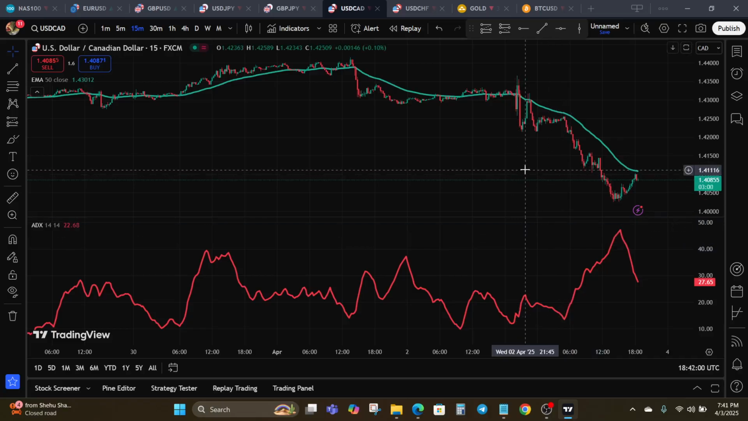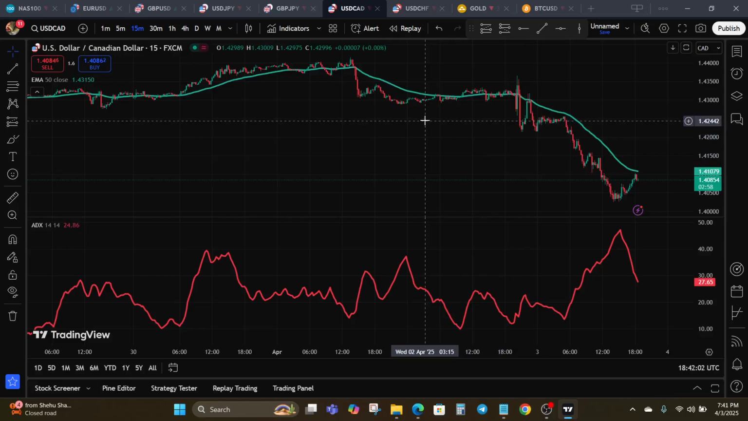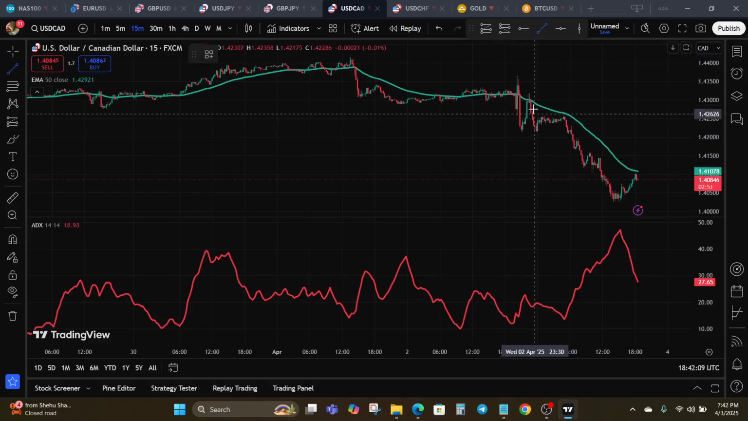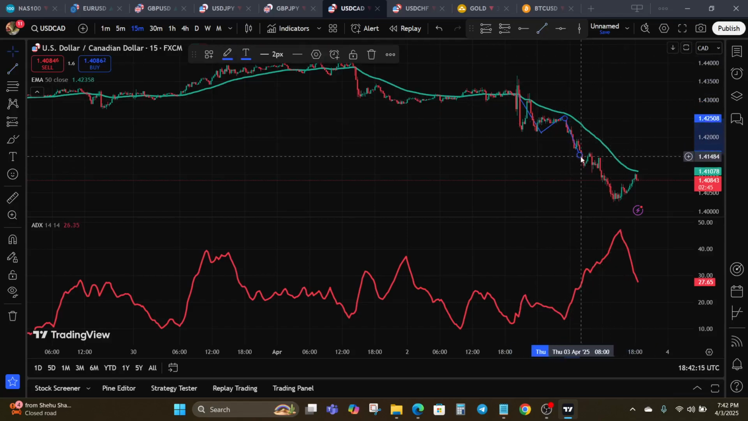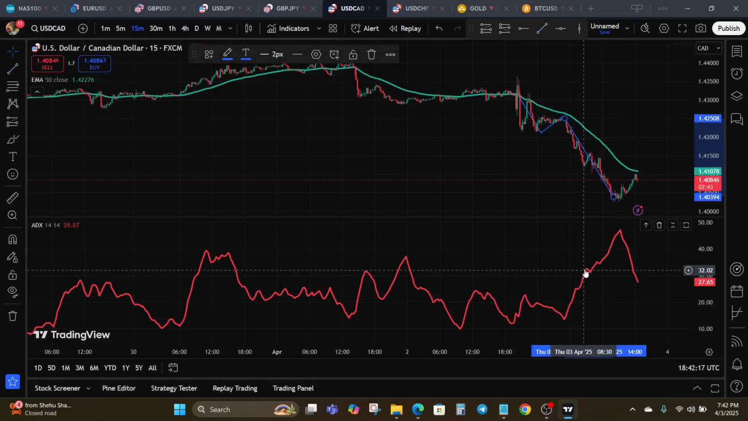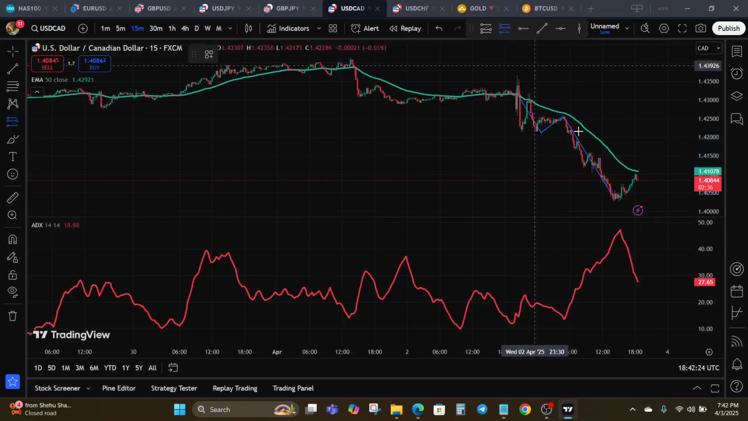The third step is to wait for a pullback to the EMA. Instead of chasing price, we wait for price to retrace back to the 50 EMA. For example, here, you can see price came down, price retraced back to the 50 EMA, and then continuation. You can see that the ADX actually confirmed this move. Can you see? The ADX was above 25. It crossed above 25 around here. So this would have been a good place to enter a sell.